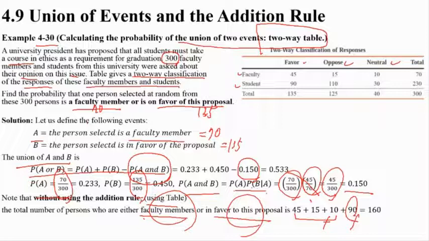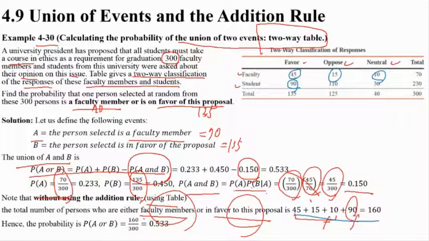So usually students want the counting part to be much easier. If you set up the table, it's easier. If you don't, it's the hard part. So they count: faculty member, 45, 15, 10, or favor. Which one is favor? Left here. But this one is not student opposite and student neutral, right? So this one's faculty, and this one's favor. So all together, it is 160.